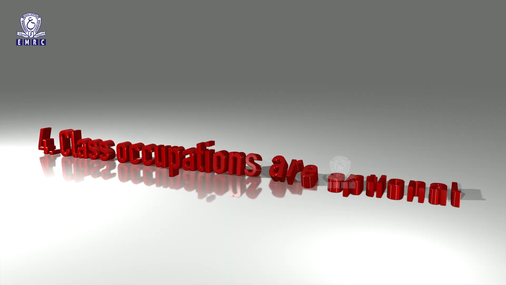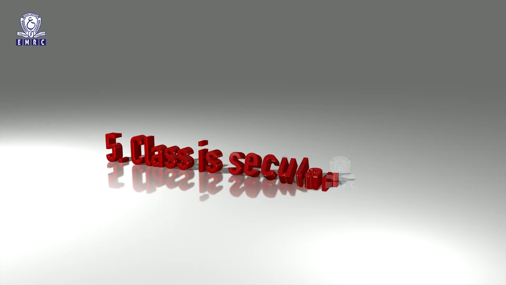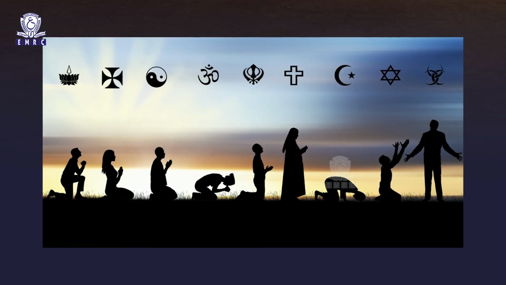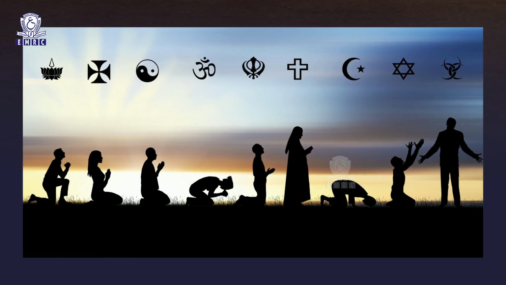4. Class occupations are optional. It is the class system that, depending upon one's capabilities, interest and eligibility, allows its members to adopt the occupation of their liking. 5. Class is secular. No religion is basically required for the class system itself. There is no restriction on the choice of any religion by individual members, or a member is free to discard religion altogether.